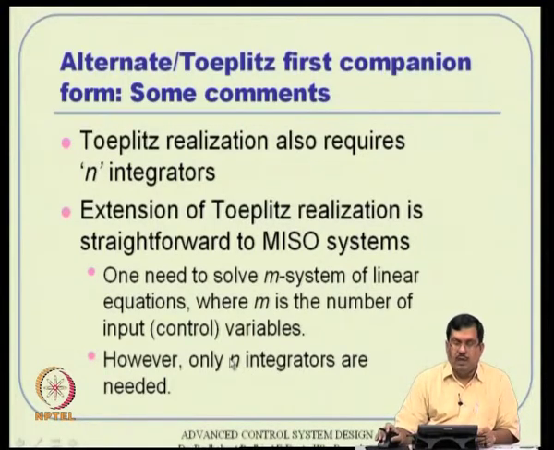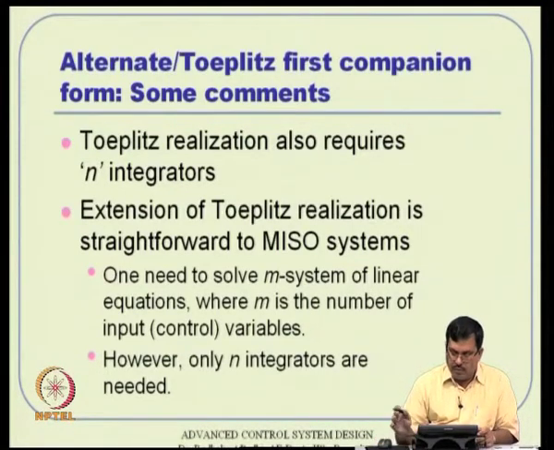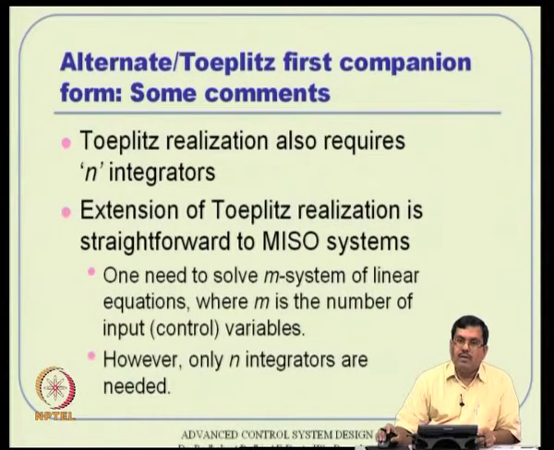And remember, in the last class that we reviewed in the first couple of minutes back in this lecture as well, if you have the multiple output but single input case, going by the first companion form, that was easy to generalize. Only the output equations were changing, the number of states remained constant, that means we still need only n integrators.